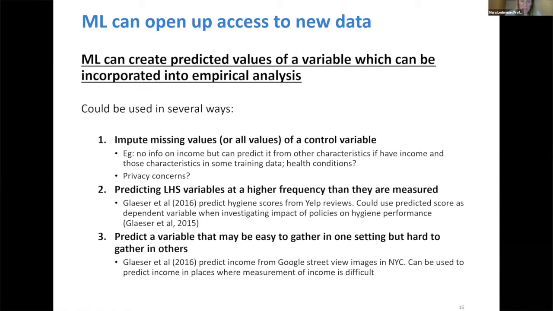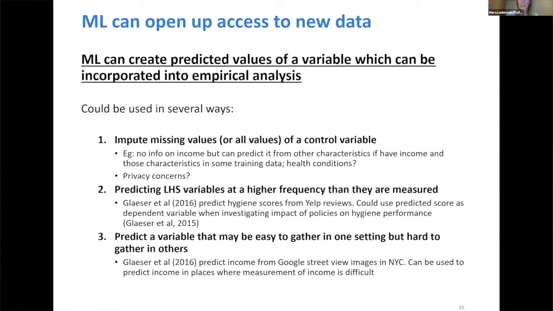Another example is predicting a left-hand side variable at a higher frequency than it's typically measured. Glaeser has this example. Ed Glaeser has done work on hygiene inspections and Yelp reviews of restaurants. He's interested in the impact of various policies on hygiene performance. You only get a measure of hygiene performance when a restaurant is inspected, and the restaurant may only be inspected every few months. So it's hard to look at the impact of some change in policy on whether I checked all the boxes, because you're only measuring everybody every 3 months.